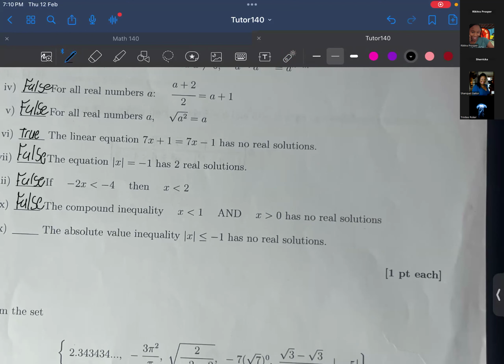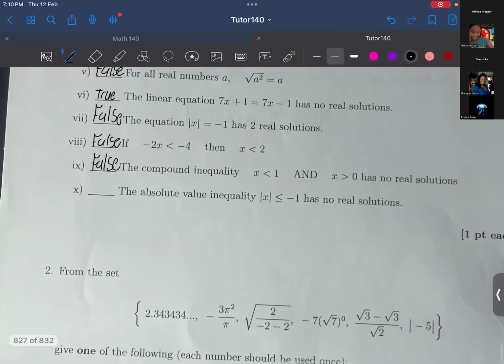The absolute value inequality, the absolute value of x is less than or equal to negative 1, has no real solution. It's true because, like I said, when you're doing an absolute value, the result can't be negative.